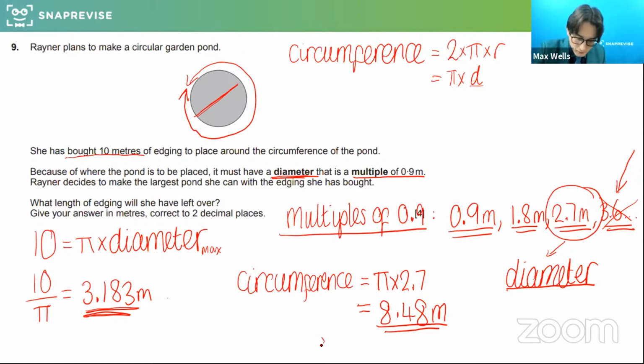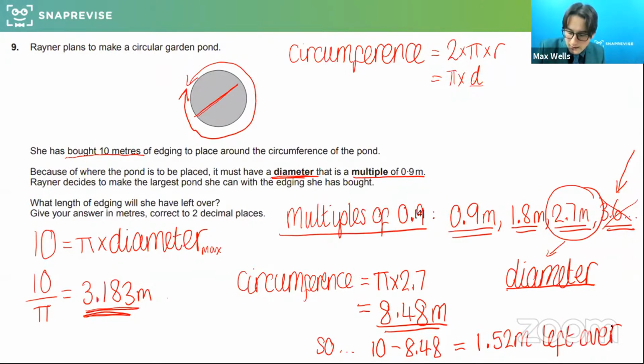So finally, we have to do 10 minus 8.48, and we're left with 1.52 meters left over. That is the actual answer they want. There were a lot of steps there, but I think the key bit at the end was referring back to what it actually asked us, because that's a lot of people's downfall. They do all this work and they've got numbers everywhere. They think, I think I've done it now. A number's popped out, but they haven't actually referred back to what the question really wanted them to find. So always do that. Brilliant.